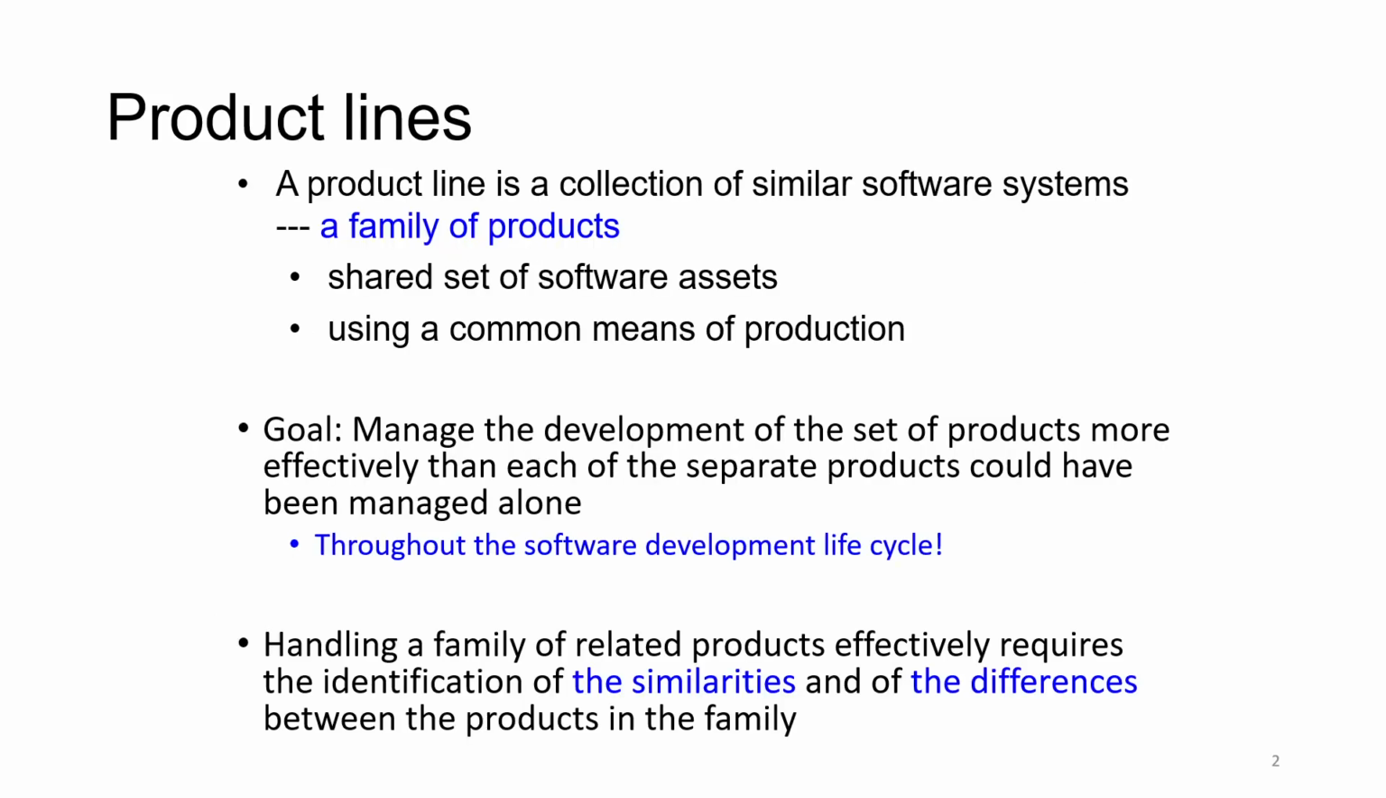Okay, yeah, so a product line is basically some collection of similar software systems. So a very simple definition, and it's called a family of products. And they are a family because they have a shared set of software assets, which is common. And we also use a common means of production of these software systems. So, how do you produce software systems? If you have a set of building blocks, you basically configure these building blocks to work together. And this configuration of how it works, this is common for all these products in your product family. And then you have a software product line.